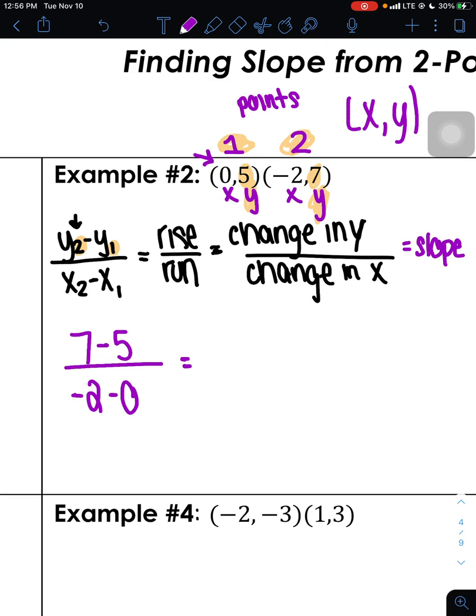So 7 minus 5 is going to be 2. Negative 2 minus 0 is just going to be negative 2. A positive 2 divided by negative 2 is going to give me a negative 1. So not only do I know how fast things are changing, I know what direction. I'm going to not pause it, but I'll add a question here. What direction is this graph going in example 2? So your choices will be up or down.